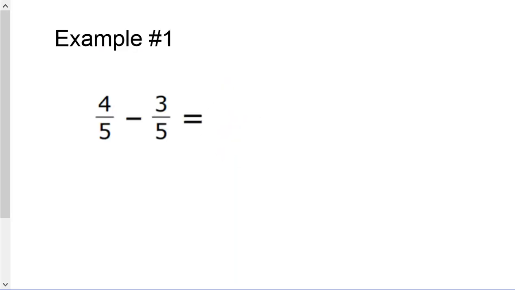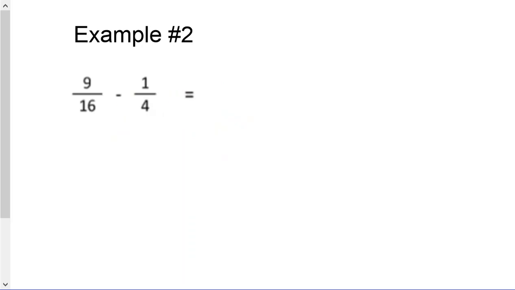Okay, so we have 4/5 minus 3/5. Okay, we have like denominators, so we can just subtract straight across, and 4 minus 3 will give us 1/5. And if we're thinking about just fifths, because that's the size of our pieces, and we know if we have 4 of those and we take away 3 of them, we would have 1/5 left.